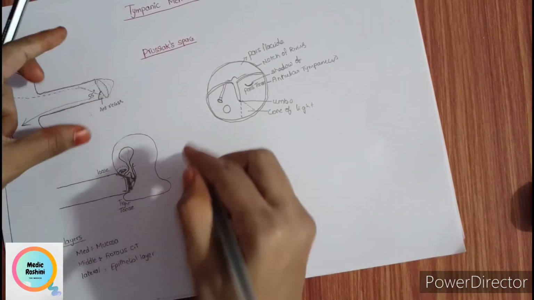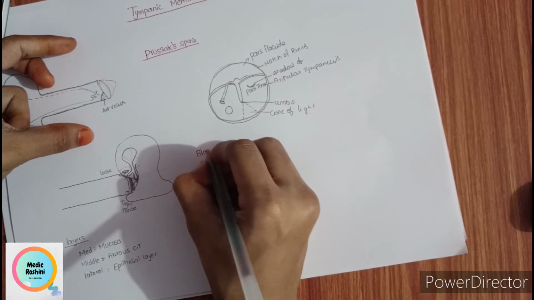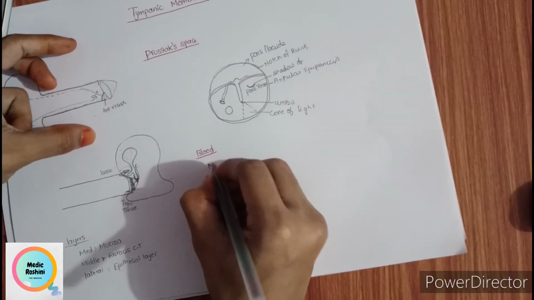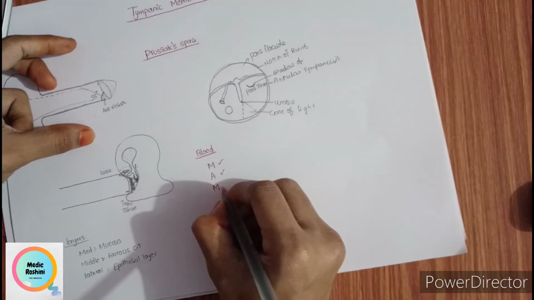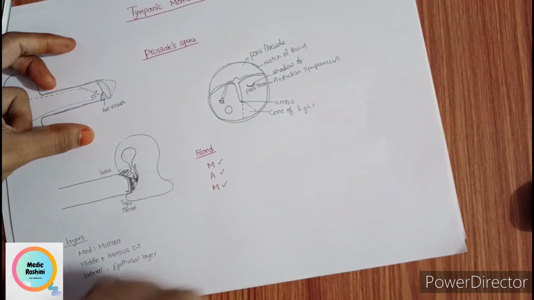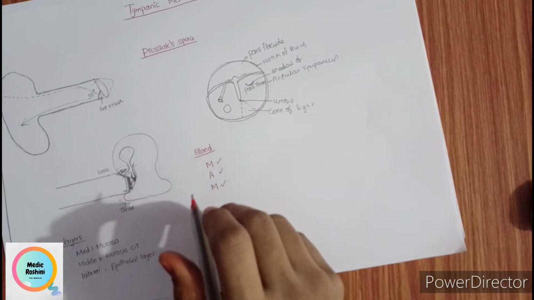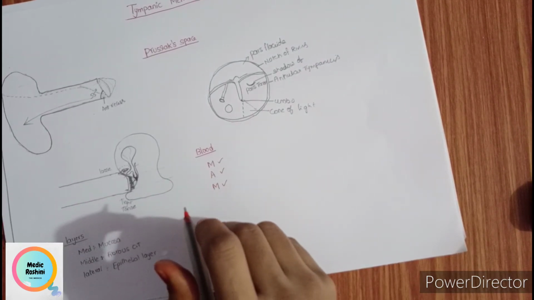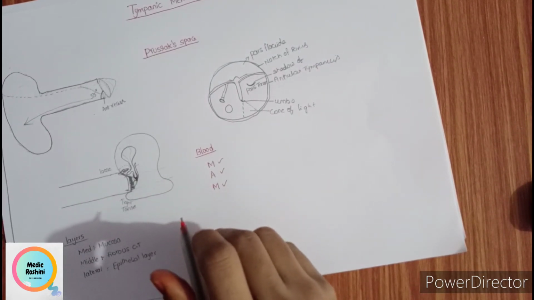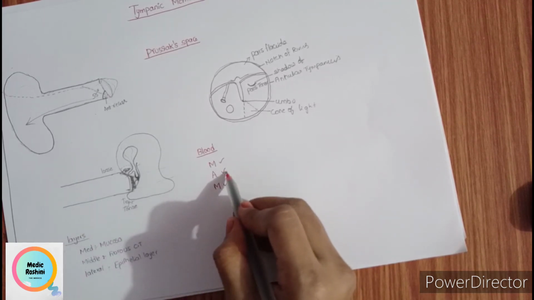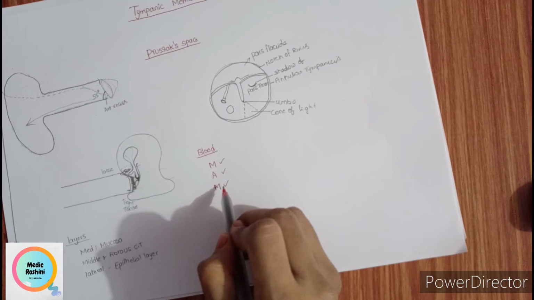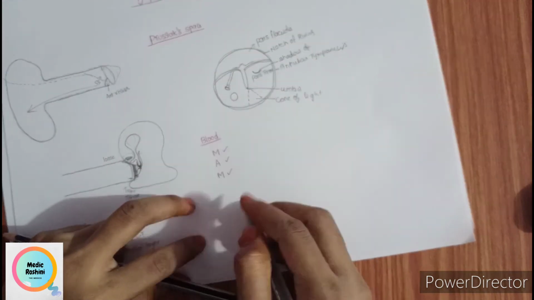Blood supply. Remember the blood supply as MAM: maxillary artery, auricular artery, meningeal artery. That is, the maxillary artery, posterior auricular artery and middle meningeal artery. This is the blood supply.